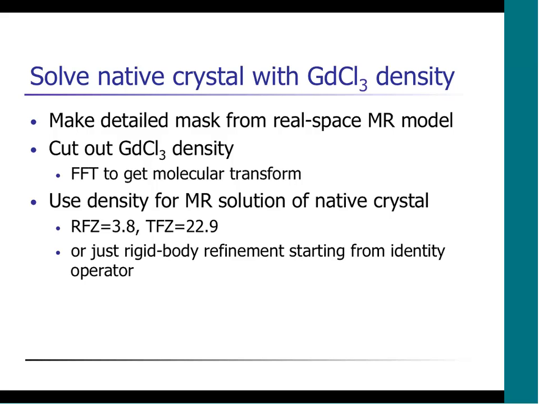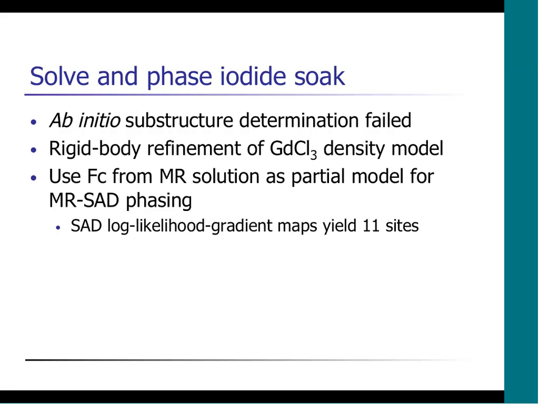Similarly, we can solve the iodide soak. You can't find the iodide substructure given the poor quality of the anomalous differences. But after rigid body refinement of the gadolinium density map, the structure factors calculated from that density placed in the iodide unit cell can be used for this MR-SAD phasing, where we ask, where do we add iodides to the density from molecular replacement to improve the agreement with the data? And that gives 11 iodide sites and improves the phase information a bit.